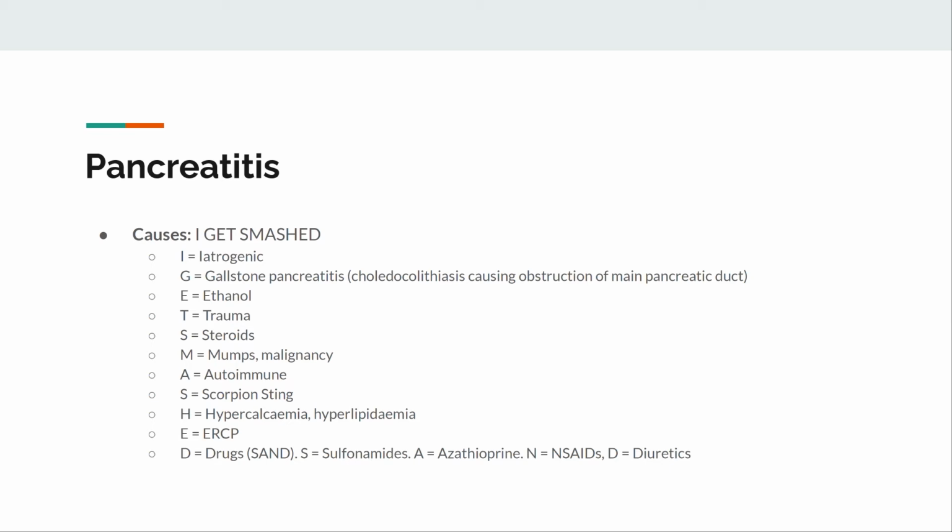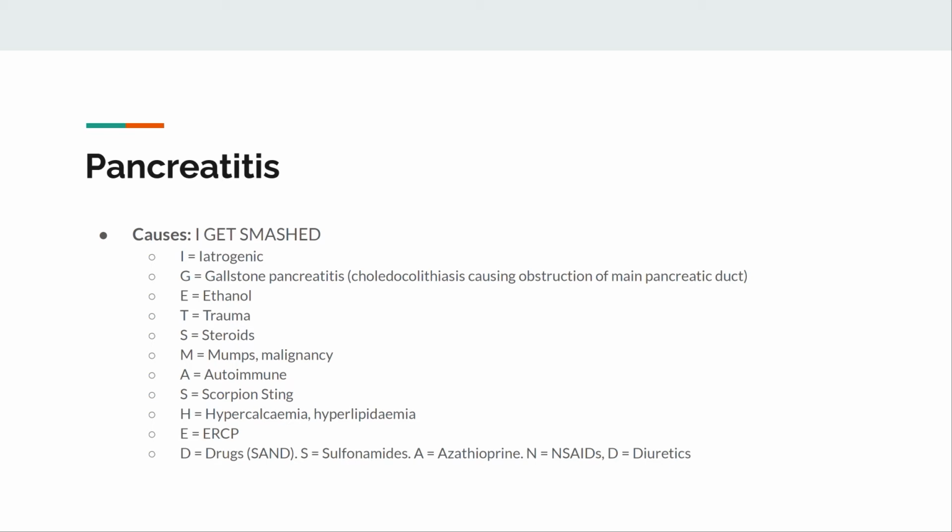So someone could come into the hospital with something that looks like a gallstone in their common bile duct. You do an ERCP, and then you've given them pancreatitis, and now they have to stay in hospital for 2 more weeks while they get very, very sick. It's not good. The final one is drugs, and the way to remember the most common drugs is the acronym SAND. S for sulfonamides, so things like trimethoprim, sulfamethoxazole, and other older drugs. Azathioprine, NSAIDs, and diuretics, especially hydrochlorothiazides.